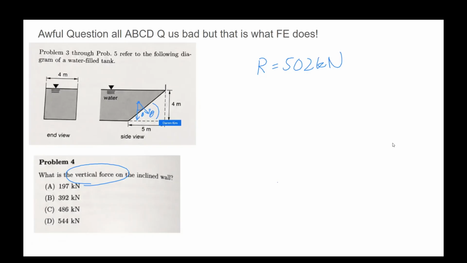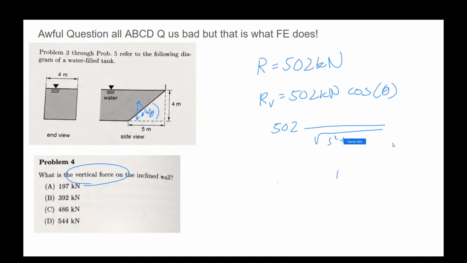We're looking for the R vertical, which equals 502 kilonewtons times cosine of whatever angle that is. So 502 divided by the square root of 5 squared plus 4 squared is the cosine. So we have to look at 5, and that equals the answer. So we grab our calculators again and do the math again. 5 squared plus 4 squared. You probably get something like 391.996, so about B. I get about B, and that should be the answer for this one. So let me just write B over here.